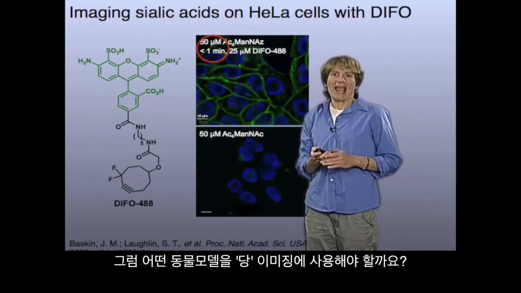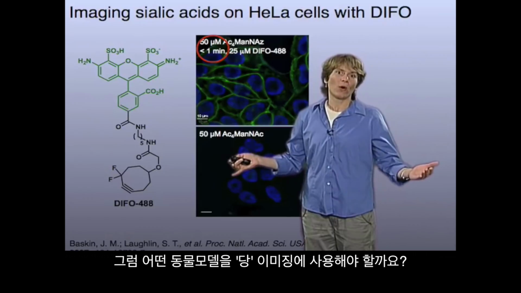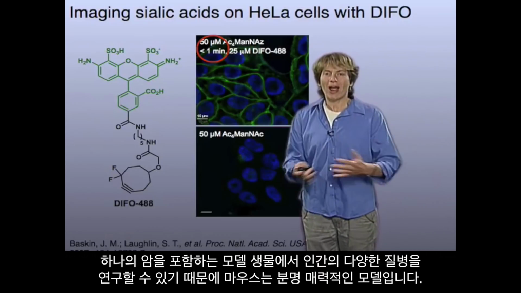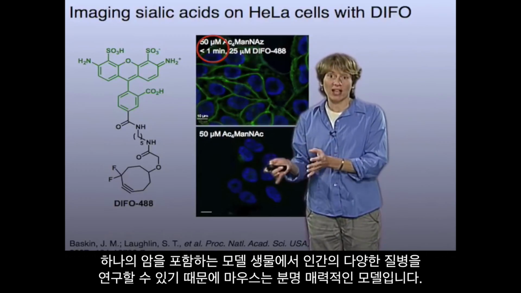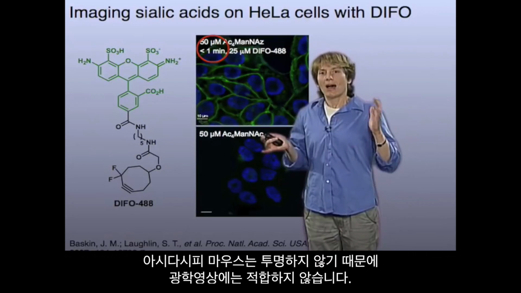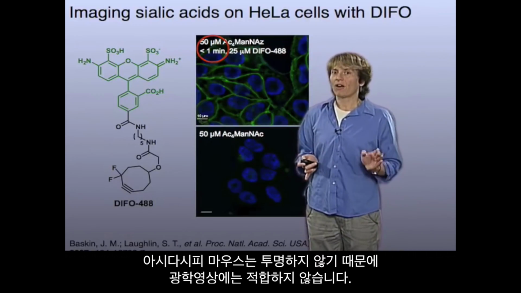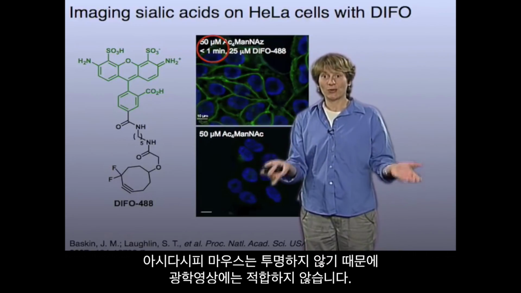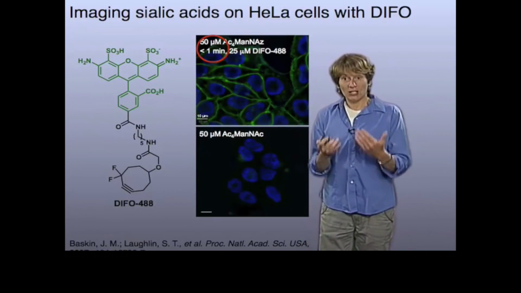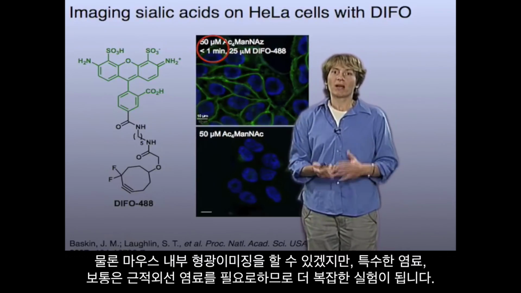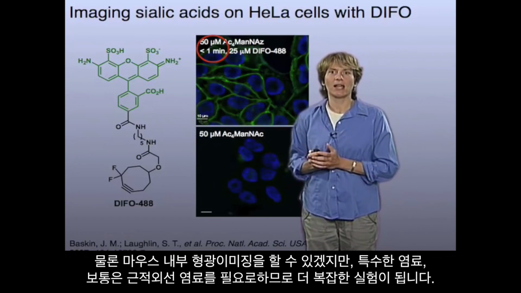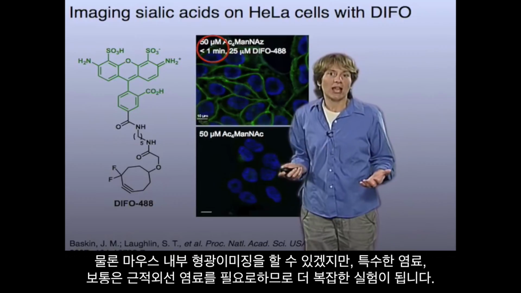So, what animal model would one want to use to image the sugars? Mice are obviously a very attractive model because one can study a variety of human diseases in that model organism, including cancer. However, mice are not ideal for optical imaging because, as you know, they're not transparent, they're opaque. One can do fluorescence imaging inside a mouse, but it requires a specific kind of dye, generally a near-infrared dye, and it's a more complicated experiment.